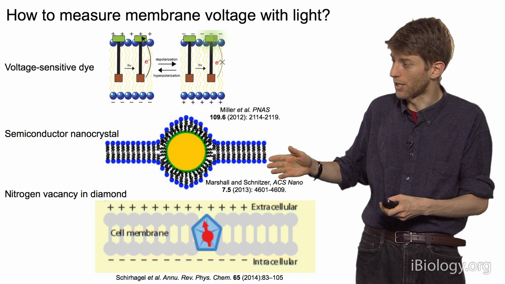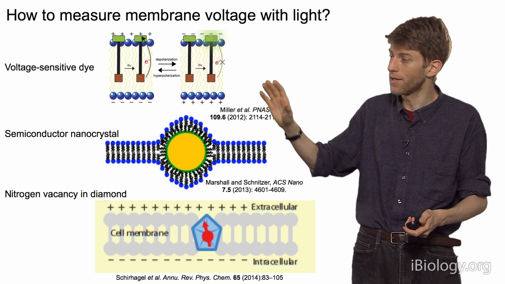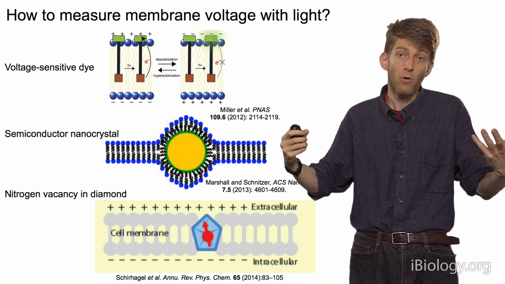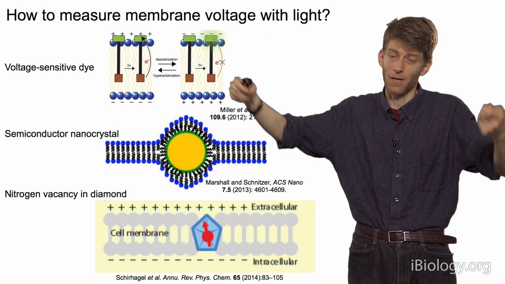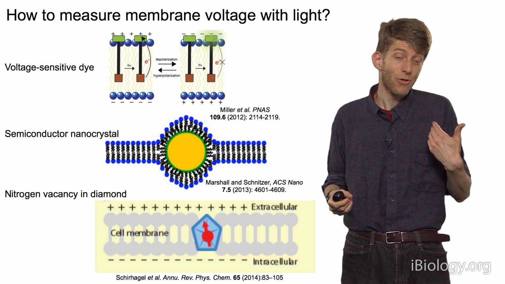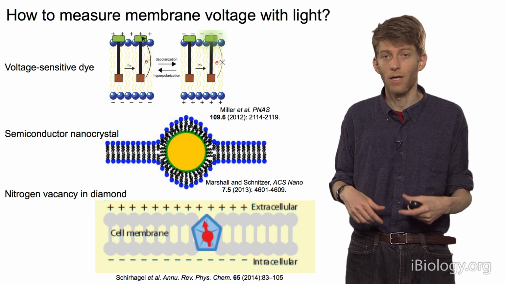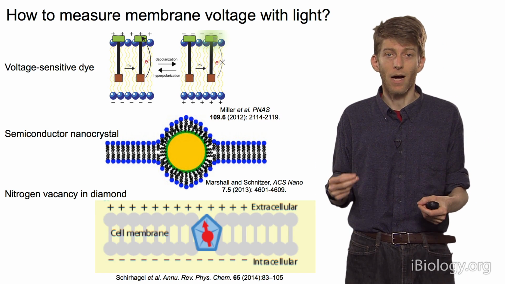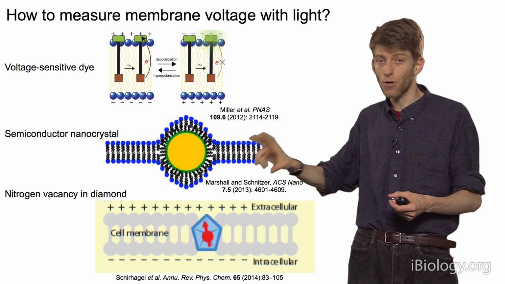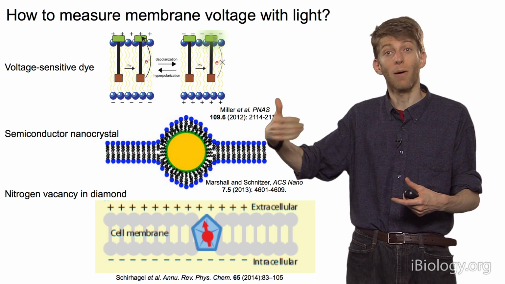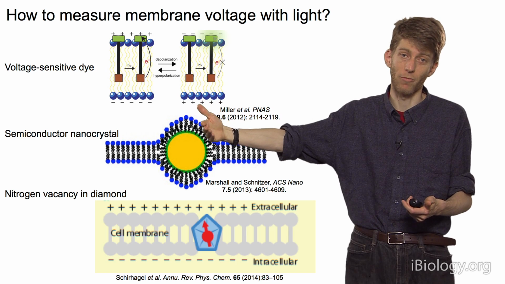In all of these technologies, the sensor is sitting in the membrane. And this is because to measure a voltage difference, you need to be connected both to the inside of the cell and the outside of the cell. Other people, including myself, are working on voltage indicators based on fluorescent transmembrane proteins. The idea is to have a protein which sits in the membrane and to somehow make its fluorescence sensitive to the membrane voltage.